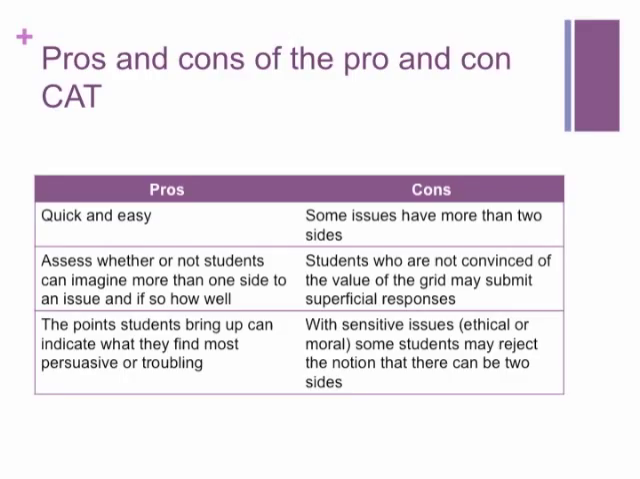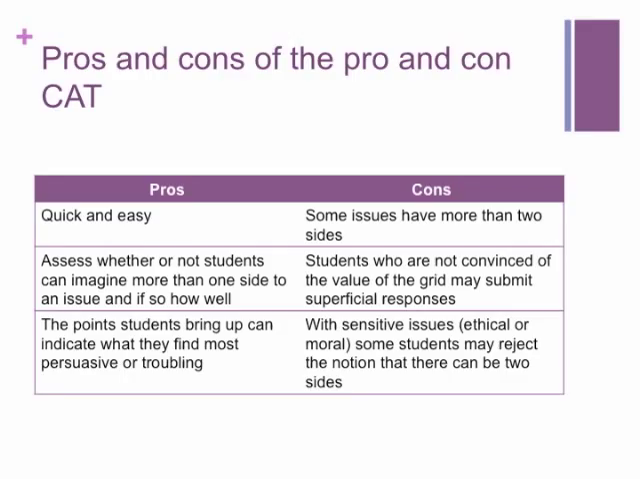So what are the pros and cons to using a pro and con grid for classroom assessment? Well, the pro and con grid is good for assessing your students' learning, first of all, because it is quick and easy. It allows you, the instructor, to assess whether or not students are able to imagine more than one side to an issue, and if so, how well they can weigh the two sides. It also allows you to see which arguments students find most persuasive or troubling, and you can use these in the future to promote classroom discussion.